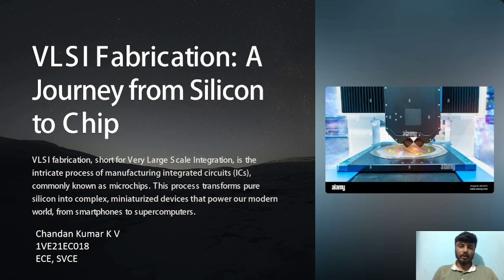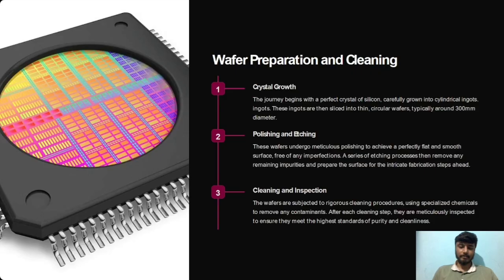Today I am going to introduce you all to the VLSI fabrication process and the journey from a silicon to a chip. So VLSI fabrication is known as the very large scale integration process, which mainly produces the microchips. This process transforms the pure silicon into complex miniaturized devices that power the modern world, from smartphones to a supercomputer.